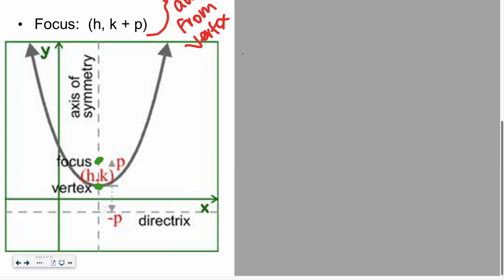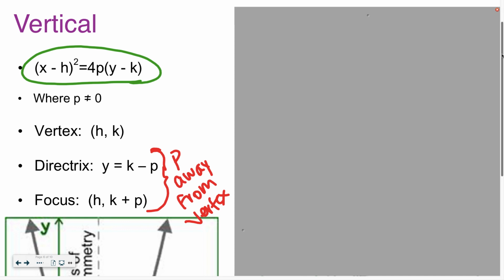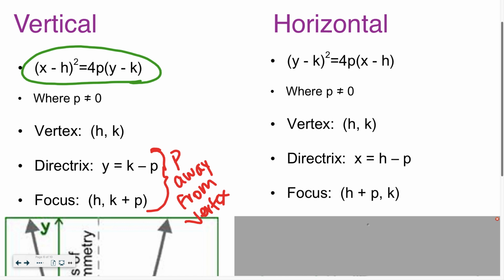Okay. Now, if we have a horizontal parabola, what do you think is going to change about this standard form? The squared is going to go on the other side, which also means the coefficient would need to go on the other side. Okay, so if our parabola is going to open right or left, now we have y squared and x is a linear variable.